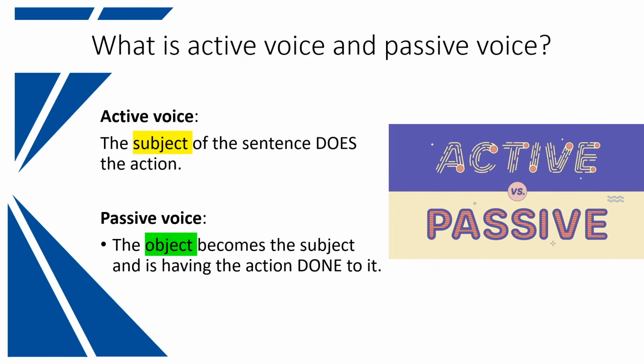What is active and passive voice? Active voice is what we usually use in everyday life. It sounds more natural to our ear. An active voice sentence will have the subject doing the action. Passive voice is used when we want to emphasize a certain part of a sentence, like breakfast is served. In a passive sentence, the object is having the action done to it.